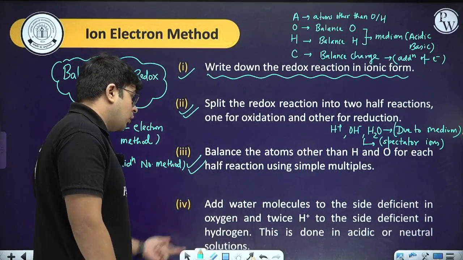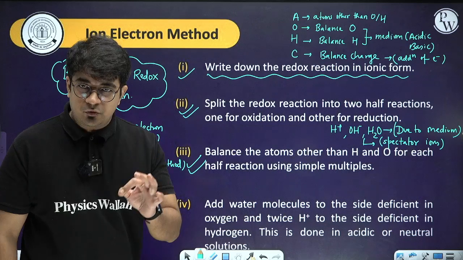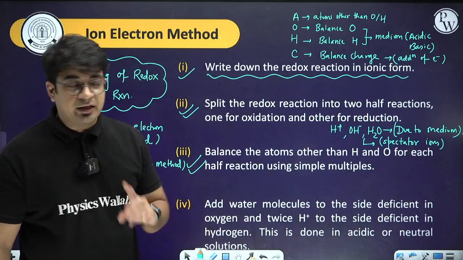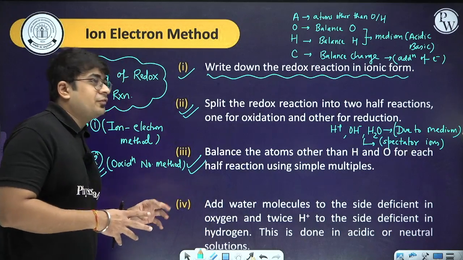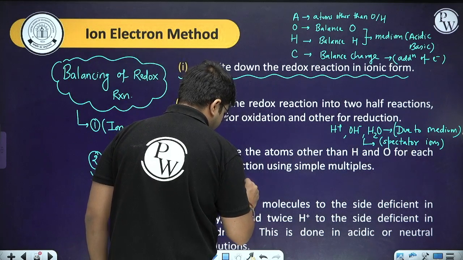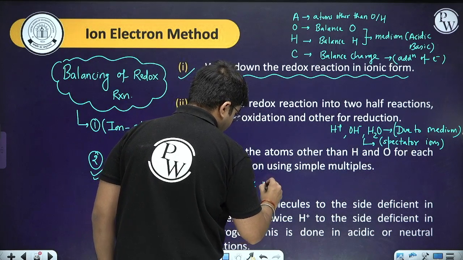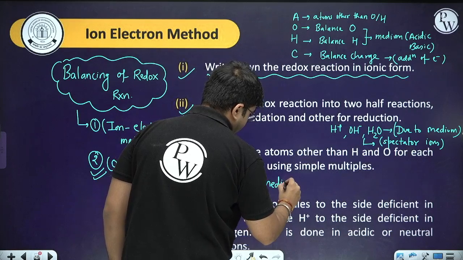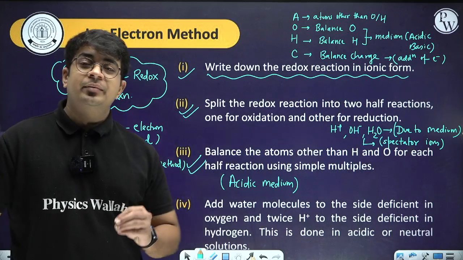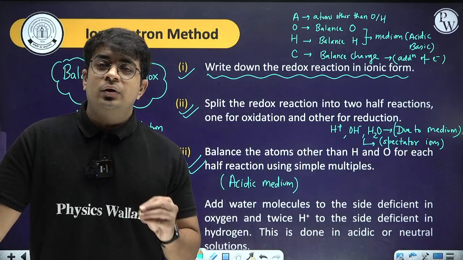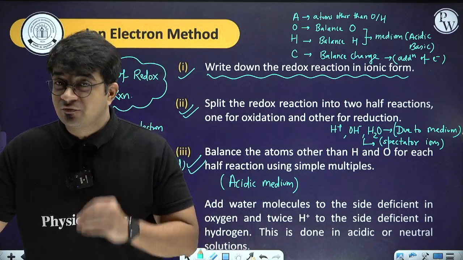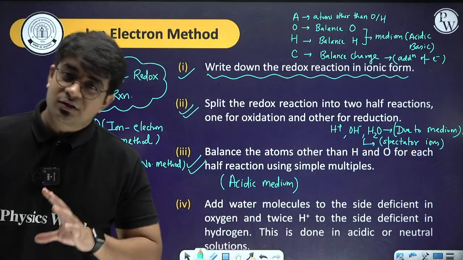Okay, now add water molecules. First of all, you have to understand that either we have the acidic medium or we have the basic medium. Let's say we have the acidic medium. So whenever you see that there is acidic medium in the reaction, just look at the side, either left hand side or right hand side, which is deficient in water or deficient in oxygen.